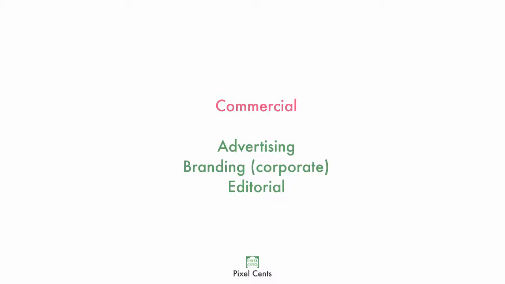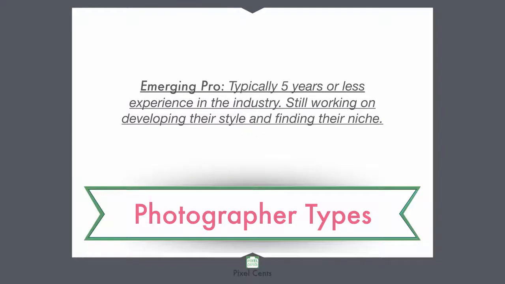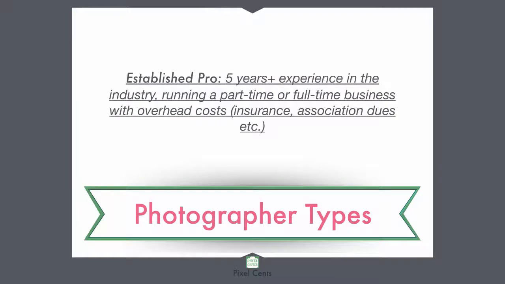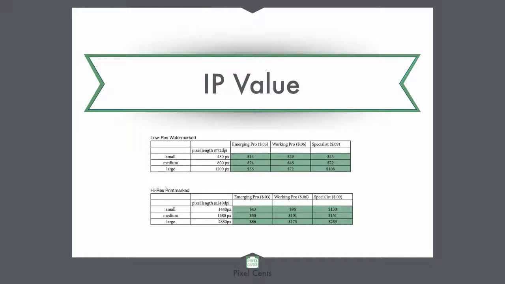So let's talk a little bit more about personal use. This is for all of you wedding and portrait photographers out there. The first thing you will do is identify with one of three photographer types. Emerging pro, so typically 5 years or less experience in the industry, still working on developing their style and finding their niche. An established pro, so 5 years plus in the industry, running a part-time or full-time business with overhead costs, insurance, association dues, all that fun stuff. Or a specialist, so somebody who's recognized as an expert in a particular field of work. And then we give you a suggested rate.